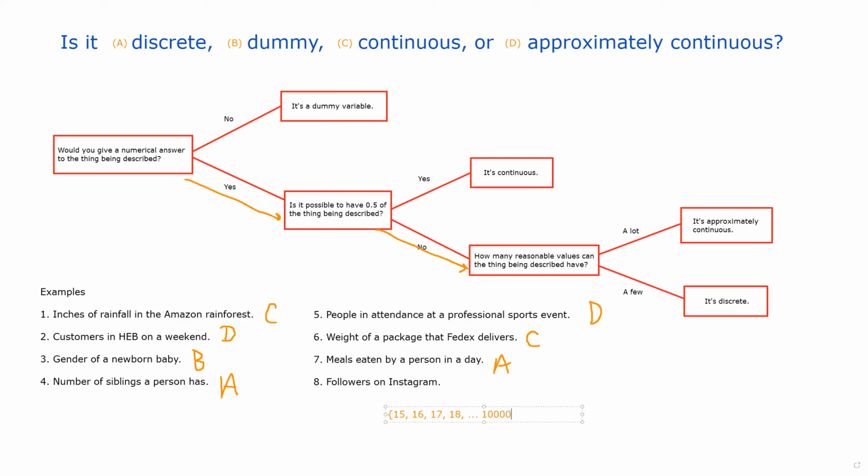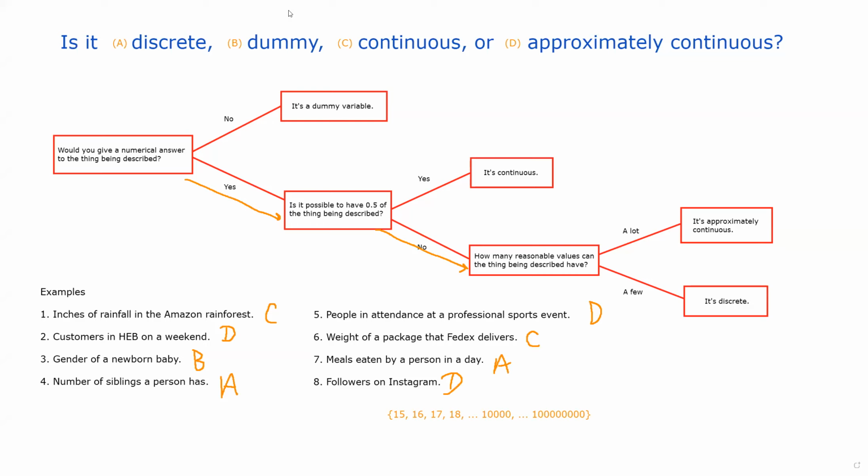And then you've got Instagram influencers. So we're talking people who have 10,000 followers, but then you get up to celebrities like the Kardashians or The Rock, and they've got hundreds of millions of followers. And so this list is massive. This is not a list that you could count on one hand. So with that in mind, this would be approximately continuous.